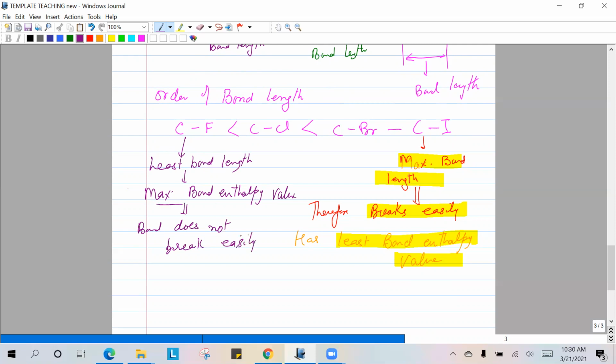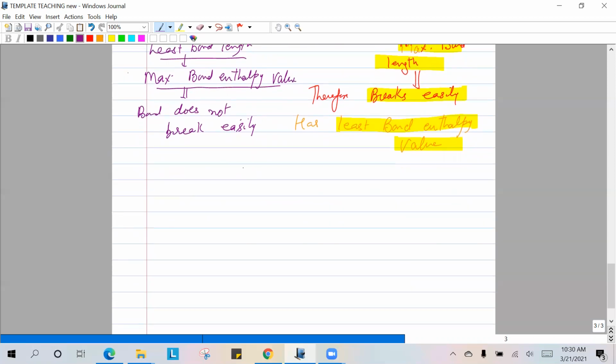So the bond enthalpy value is less for iodine. That's the important thing. In the case of the carbon-halogen bond, the breaking of the bond is more dominantly affected by the bond length instead of the polarization. Otherwise, usually it is the polarization that helps us to know which bond breaks easily or not. This is a very common question or comparison that is being asked. Now moving on to the reactions of haloalkanes.